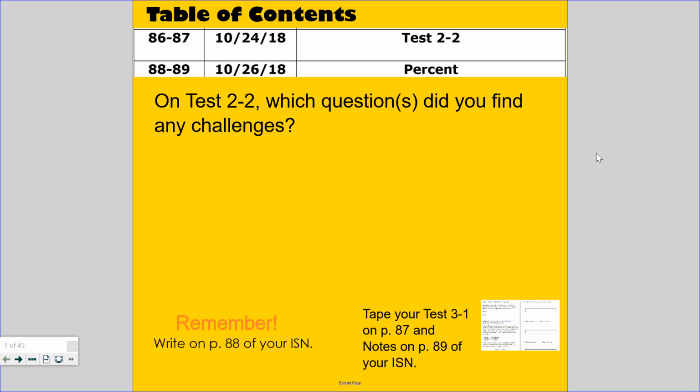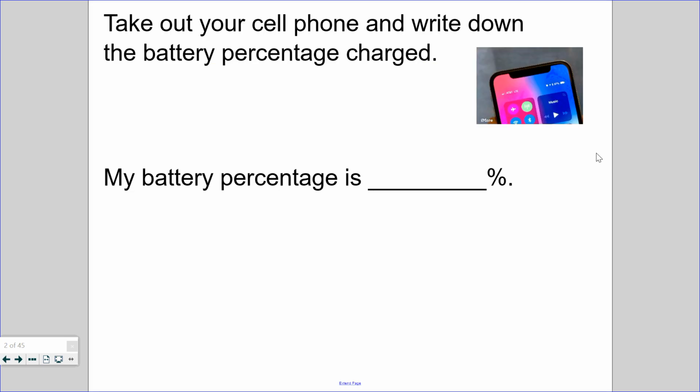Welcome. This lesson is over percent. So this is probably the first day you've heard of percent. I'm sure you have heard it in your real world.